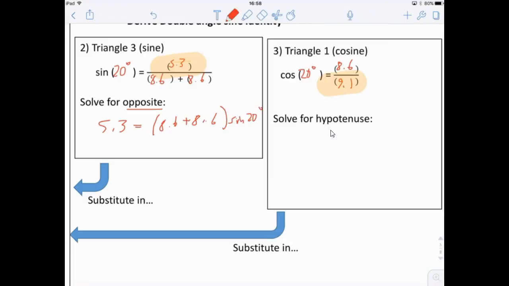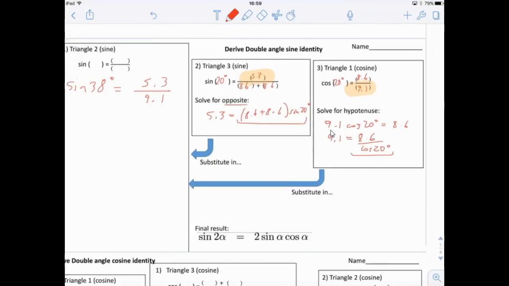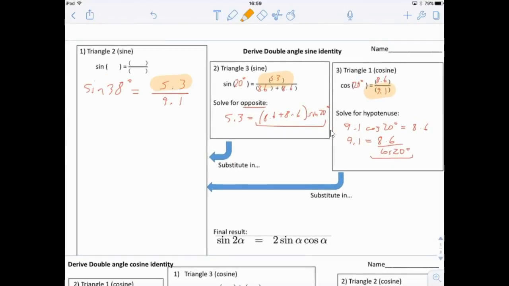And for this one, we're going to solve for 9.1. So to solve for 9.1, let's cross multiply. 9.1 cosine of 20 degrees is equal to 8.6, and then divide both sides by cosine of 20 degrees, and we'll get that. Okay? So now that we have those two relationships, we have an expression to put in for 5.3 and an expression to put in for 9.1. Hey, what do you know? Look at that. We have 5.3 and 9.1 here.